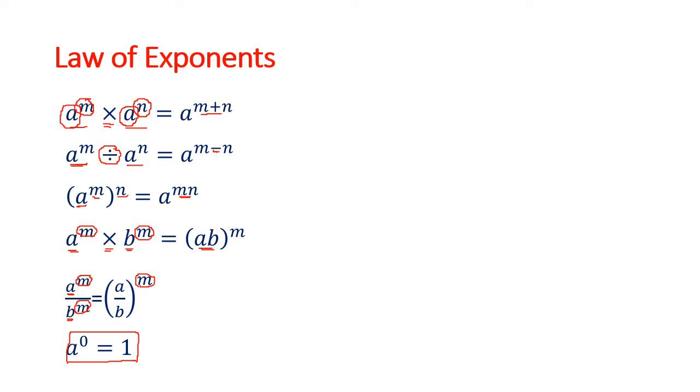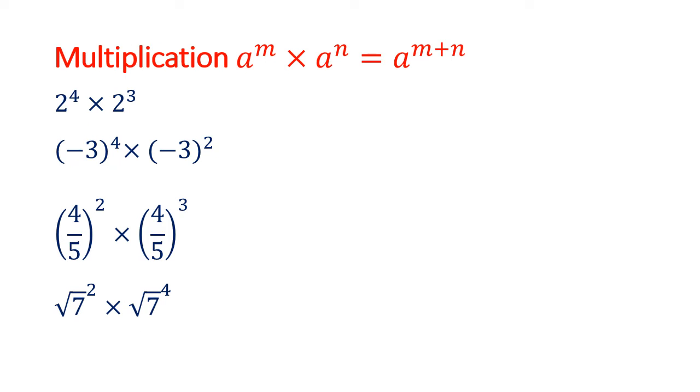Now you must have thoroughly done this in the previous classes, but I will take the time and explain each law in slight detail so you will understand how these laws work. First we have the law of multiplication. A raised to m into a raised to n means the base is the same, the power is different. So the first example I have is 2 raised to 4 into 2 raised to 3. You can see the base of both is the same, 2, and the power is different.